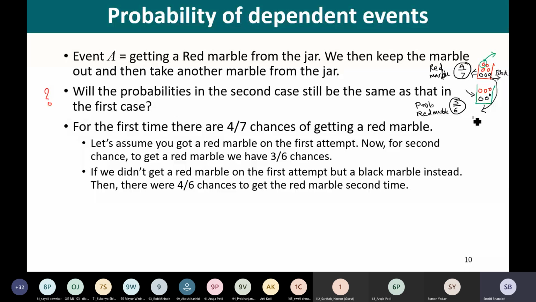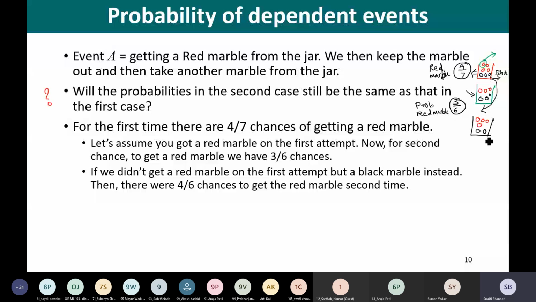So in the first attempt, if we have got the black marble, then obviously in my jar now I'll have 4 red marbles and 2 black marbles. Right? So if I have got a black marble in my first attempt, then this is the position of my jar. Right? So in my first attempt, I have not got the red marble.